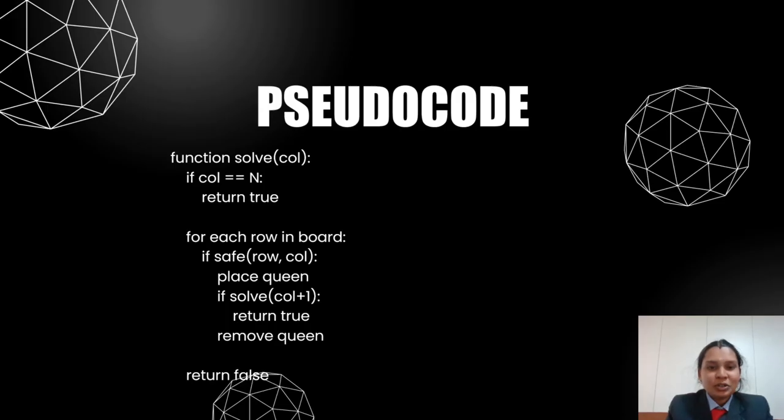I will explain the pseudocode. Here the function is called solve. Inside the function we pass a parameter col, short form for column. If col is equal to N, return true. Otherwise it will return false. Next, loop for each row in the board. If the row and column are safe, then place the queen. Then call solve with column plus 1 and return true. And if that fails, it removes the queen and returns false. This is the pseudocode.